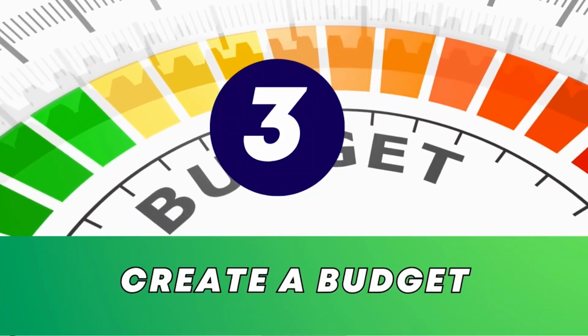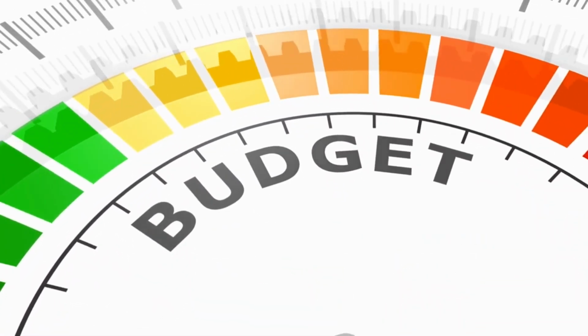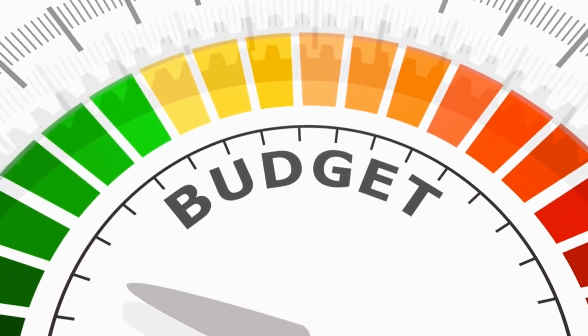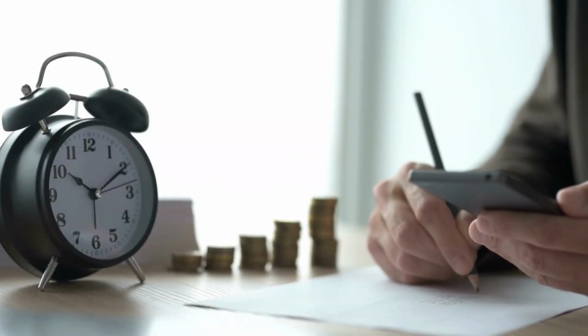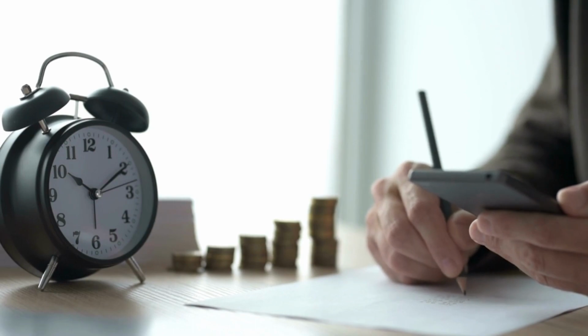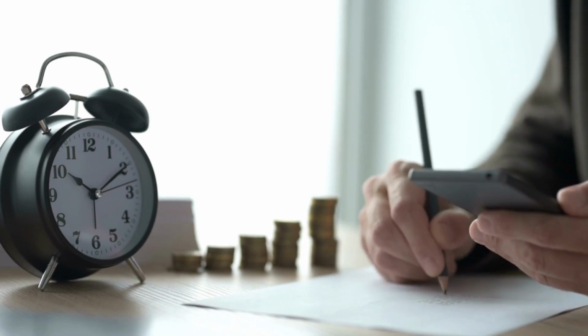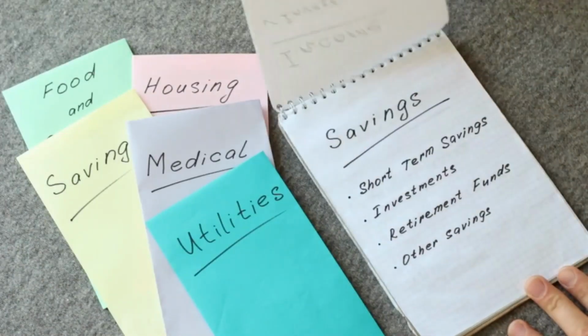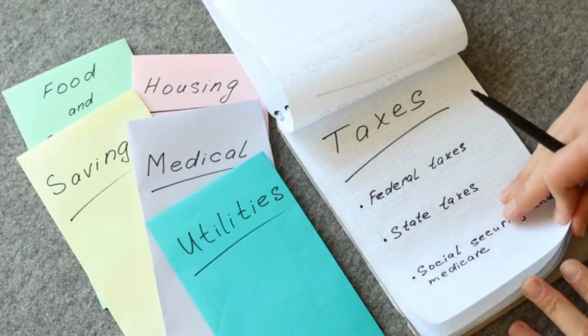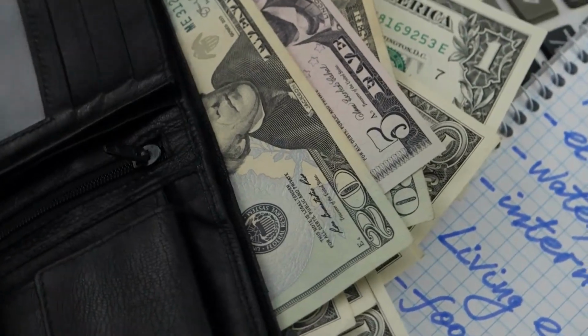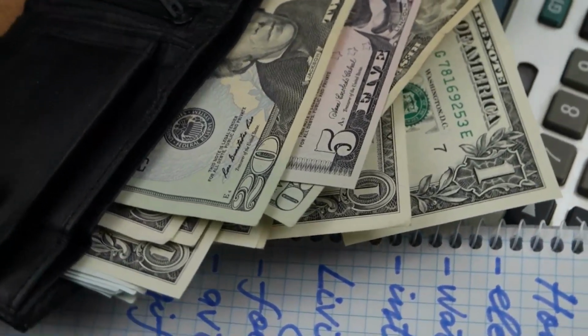Step 3. Create a budget. Creating a budget is one of the most important steps in creating a financial plan. A budget will help you track your income and expenses and ensure that you are staying on track to achieve your financial goals. A budget is also a powerful tool that can help you identify areas where you can cut back on expenses so you can save more money and invest in your future.